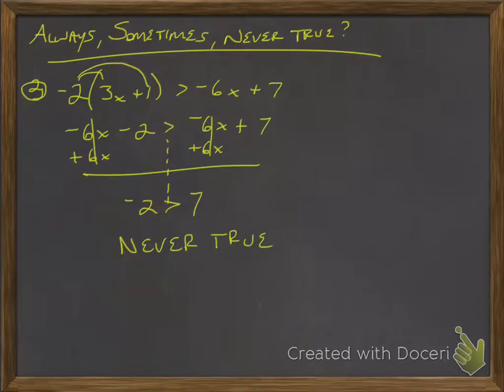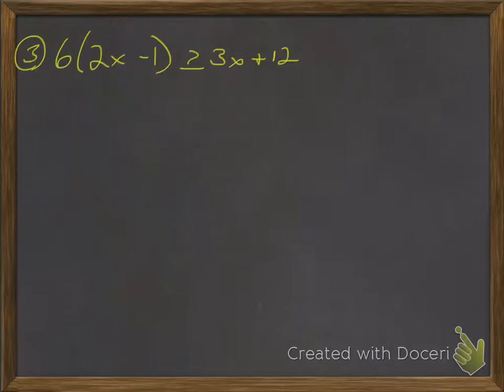If it is a true statement, then it would be always true. For example, if it would have said -2 is less than 7, that is a true statement. That's when it would always be true. It's only always or never true if the variable cancels out. Okay, so if you still have a variable left, that's when it's sometimes true.